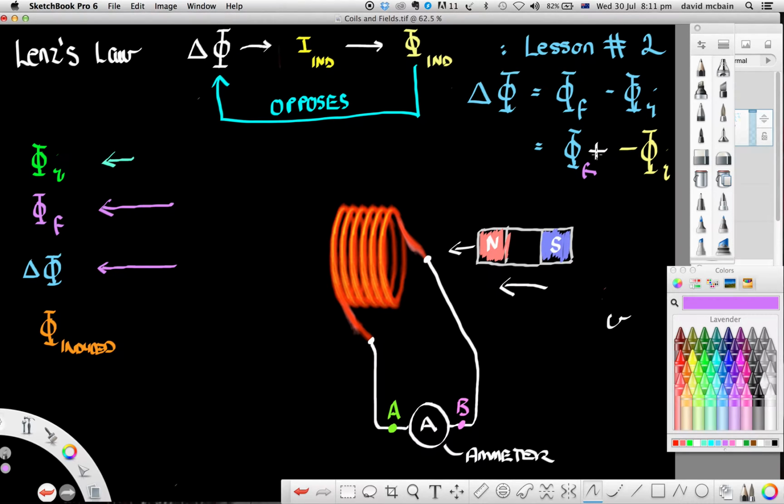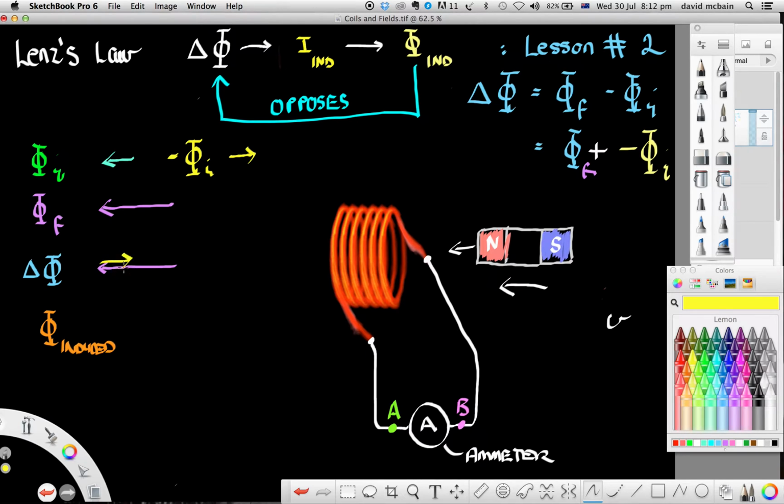And I need to add the negative of the initial flux. Well, the initial flux is pointing to the left. So the negative of the initial flux, and I'll just draw this in here, will be in that direction. So I need to take my final flux and add the negative of the initial flux, which is this arrow. So I'm going to add it head to tail.